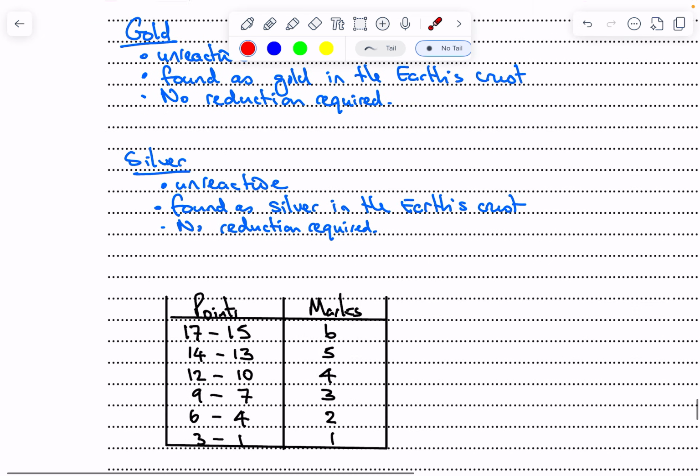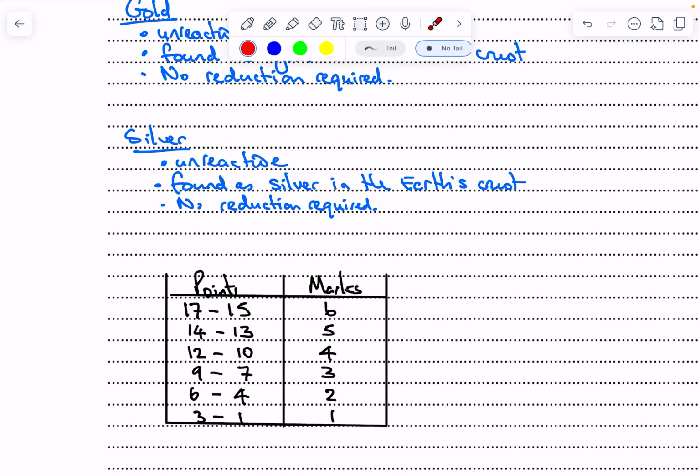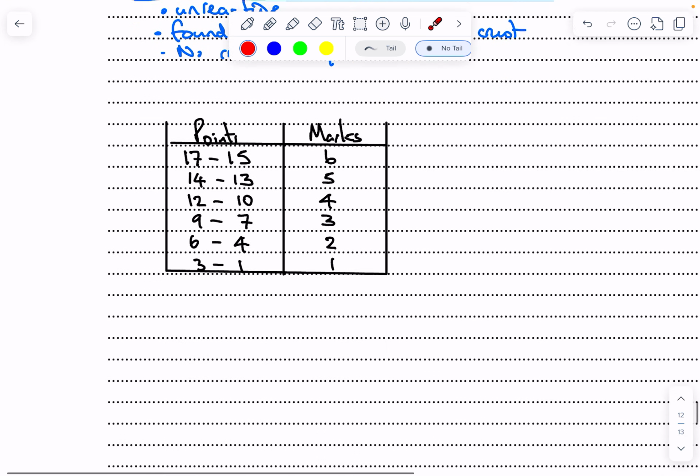In terms of points, I think I've got 17 bullet points here. So if you are getting 15 or more, then you sell 6, and then work out how many points you get for this particular question.